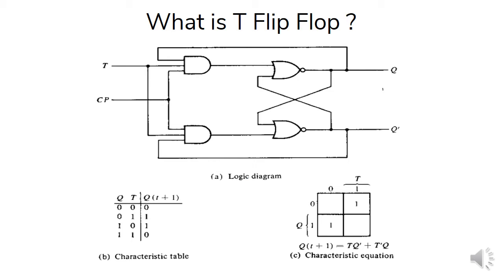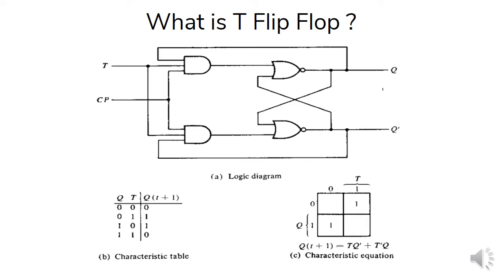What is a T flip-flop? A T flip-flop is basically a JK flip-flop in which both of its inputs are shorted together and named T. It was designed to overcome the disadvantages of the SR flip-flop. As we know, in an SR flip-flop, when both S and R, meaning set and reset, are equal to 1, it leads to an indeterminate state, which is not preferable. To eliminate that state and to increase simplicity, the T flip-flop was designed.